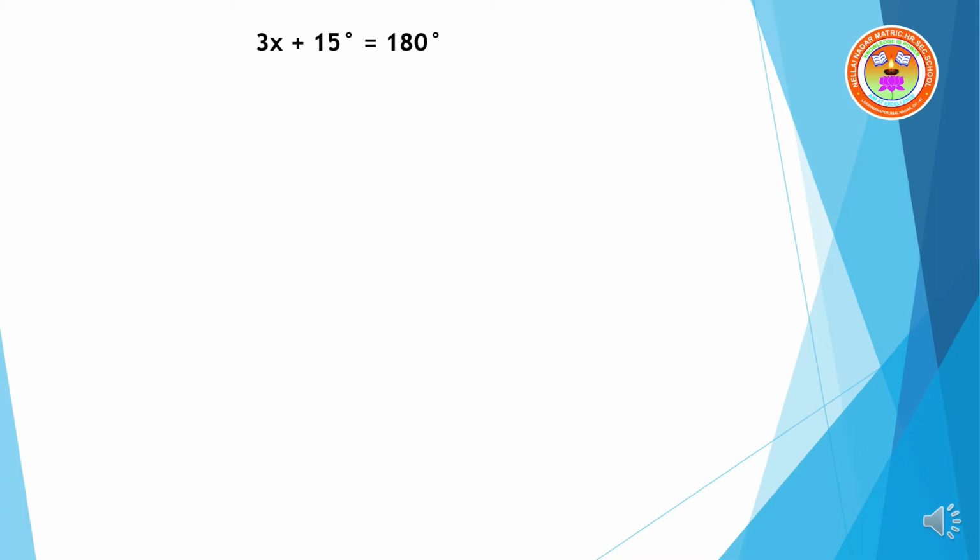Now let us transpose 15 degrees to the other side of the equation so that it can be written as 3X is equal to 180 degrees minus 15 degrees. On subtracting 15 from 180, we get 165 degrees. So now we have 3X is equal to 165 degrees. Now to find the value of X, let me transpose 3 to the other side so that it divides 165. Now on dividing 165 degrees by 3, we get the answer as 55 degrees. Therefore, X is equal to 55 degrees.